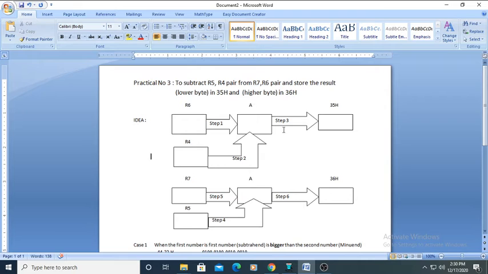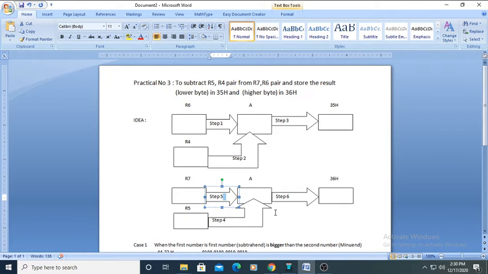If there is a borrow in this one, we have the facility. The borrow is always subtracted in the next step. So you can see over here, the next step is this. Also we have to change this: R4 is step 4, and this should be step 5.